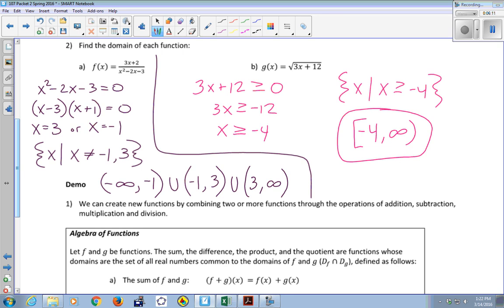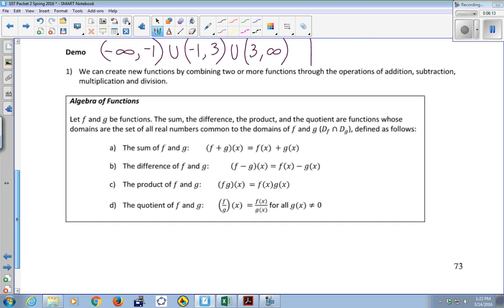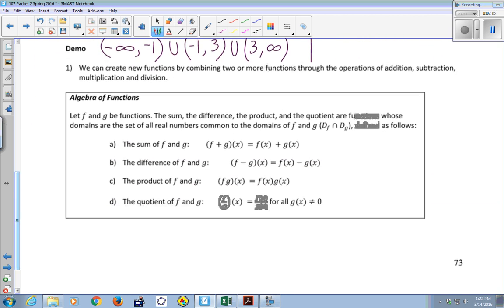All right, so moving into our demo for today. We're going to be creating new functions from old functions. We're going to combine two or more functions through the operations of addition, subtraction, multiplication, and division. So this is just a little bit of notation here. If you put f plus g and then the x, that just means f of x plus g of x, and you just add the two functions together. Same with subtraction, multiplication, and division.